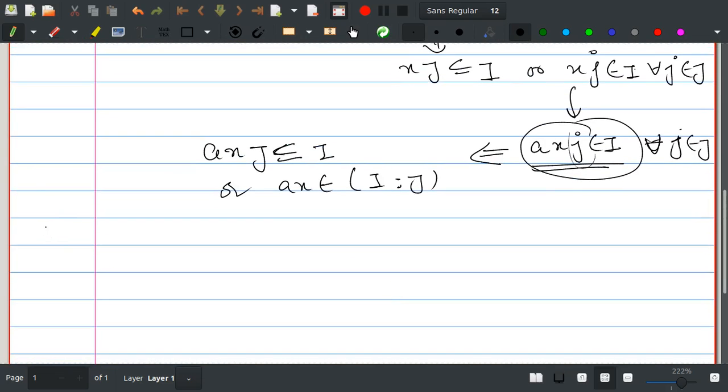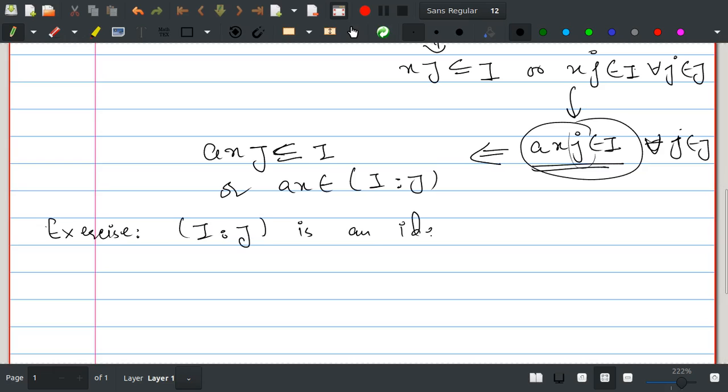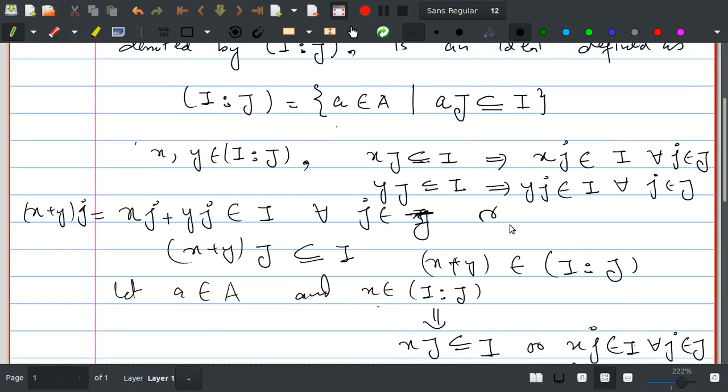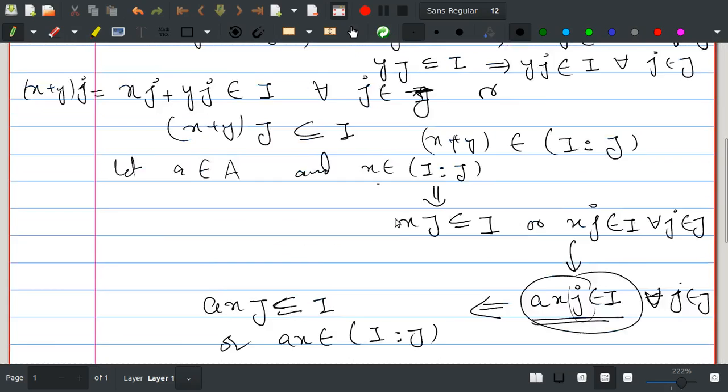So let us make this an exercise: I colon J is an ideal of A. The proof is already done here.